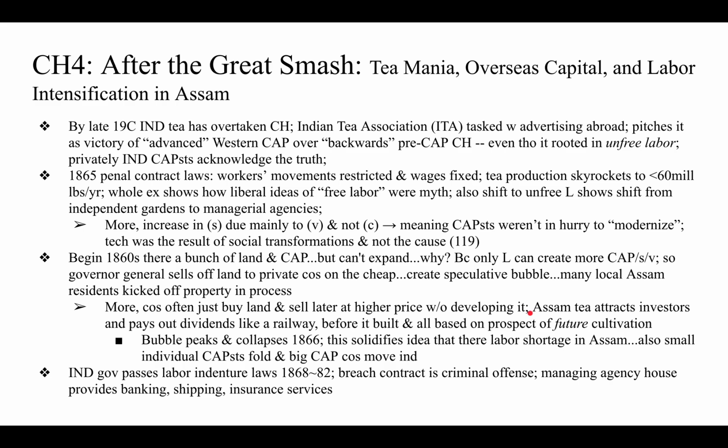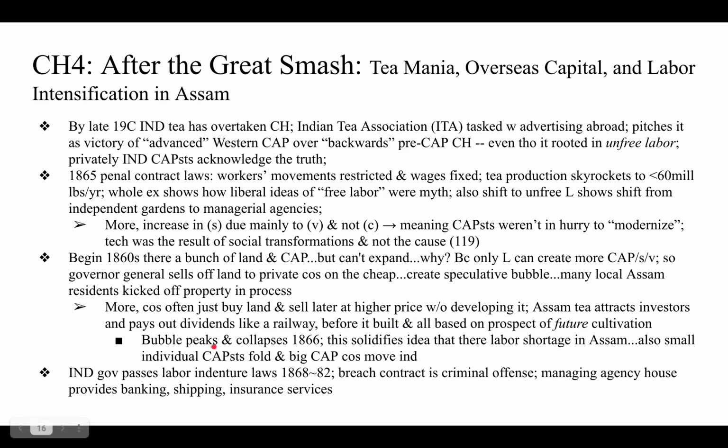So again, people still latch on to this myth that capitalism, even though it advocates, quote, improvement, in many cases it pays more not to improve things, or even develop them. So Assam tea attracted investors and paid out dividends much like a railway before it was built. And it was all based on the prospect of future cultivation.